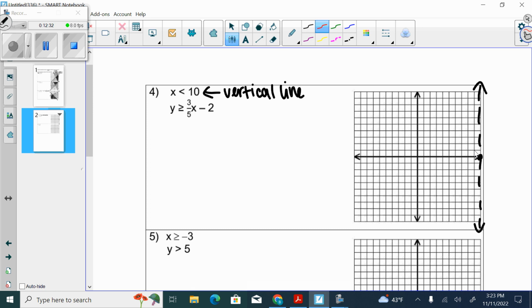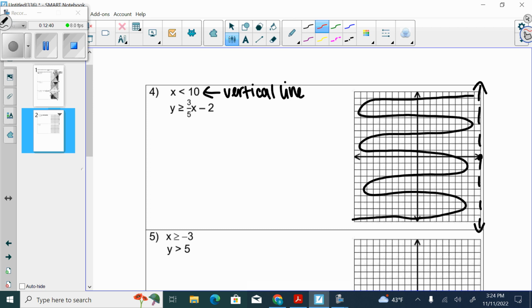So that is the entire graph, right? Everything to the left. So don't shade too dark because you want to still be able to graph. Don't shade super dark just yet. All right.